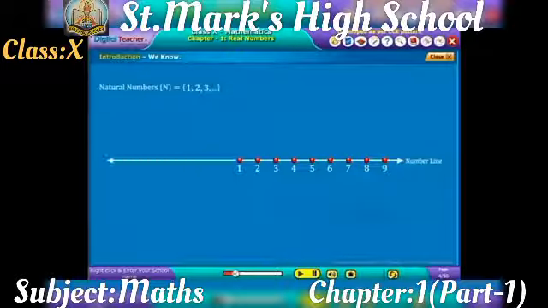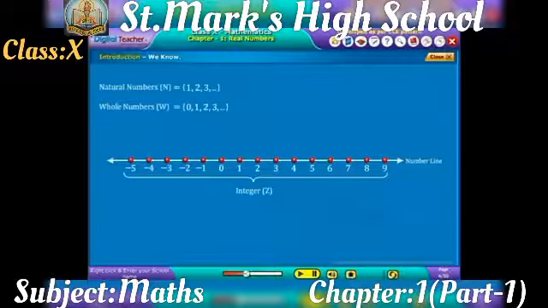Whole numbers are the set of numbers that include 0 along with the natural numbers. They are denoted by W. Example, 0, 1, 2, 3, and so on. An integer is a whole number that can be positive or negative or 0, but it should not be a fractional number. It is denoted by the letter Z. For example, Z is equal to -3, -2, -1, 0, 1, 2, 3, and so on.